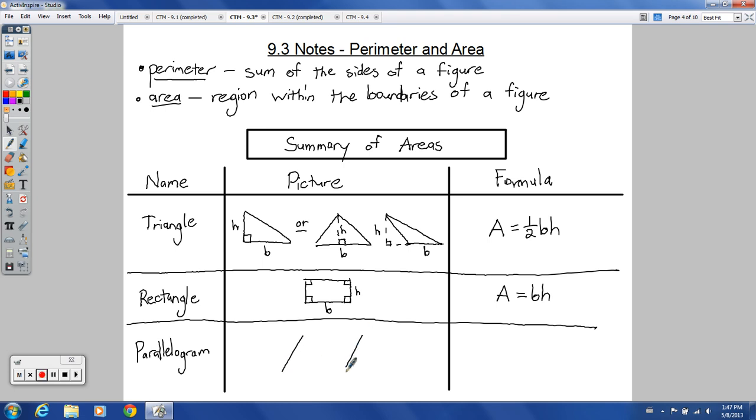Looks kind of like this. This is one example of a parallelogram. And it ends up being the same formula. It ends up being, as for a rectangle, base times height. So the area is the base times the height.